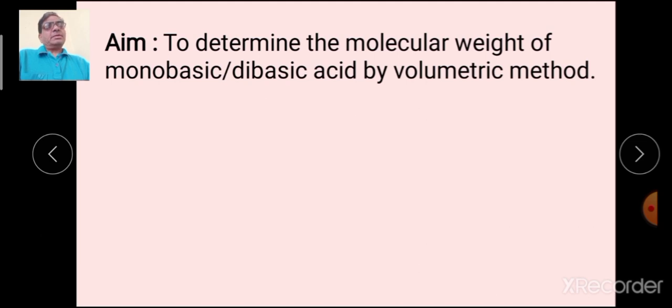What is a monobasic acid? It contains one carboxyl group, and when the acid contains two carboxyl groups, it is a dibasic acid. And we are going to find out the molecular weight of that acid.